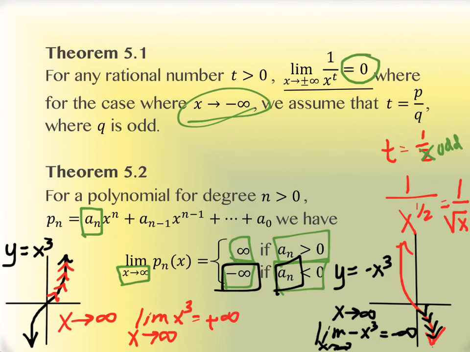And this works whether we have an odd degree or an even degree. There's nothing special about that. So whatever the leading coefficient is, the sign on that really tells us whether we approach positive or negative infinity.